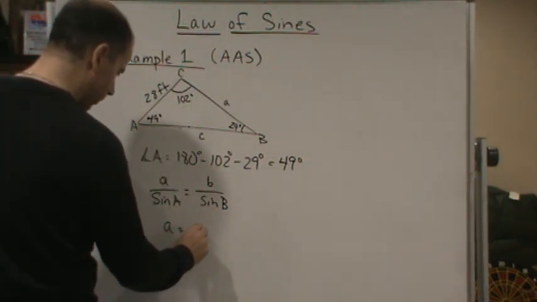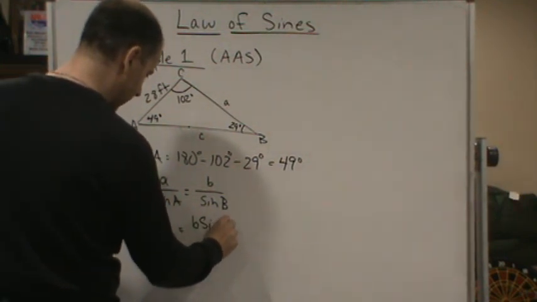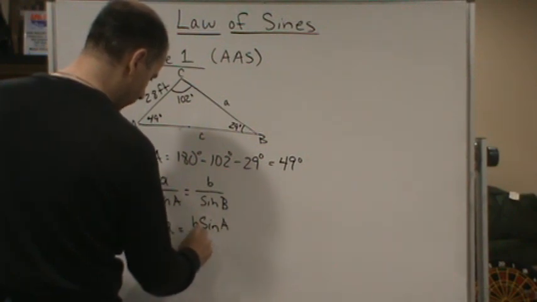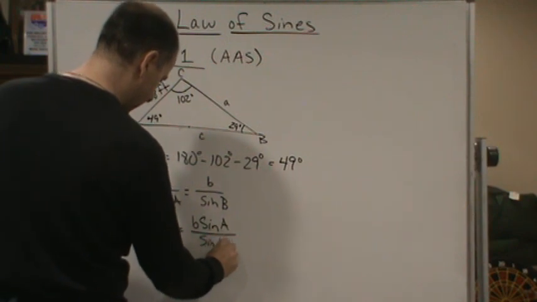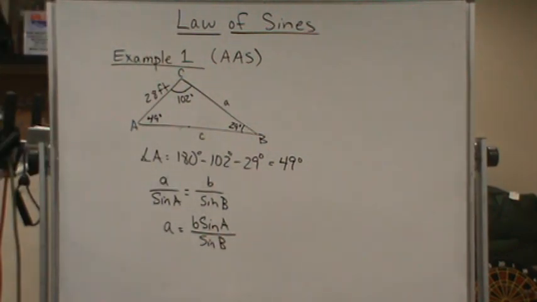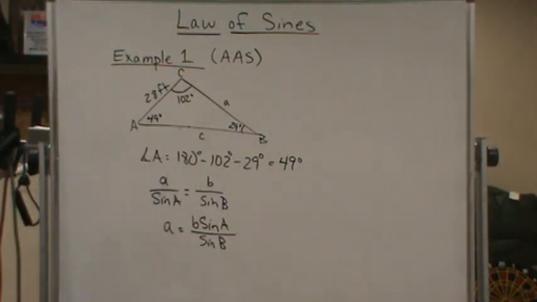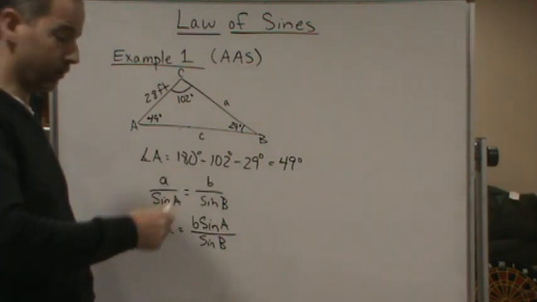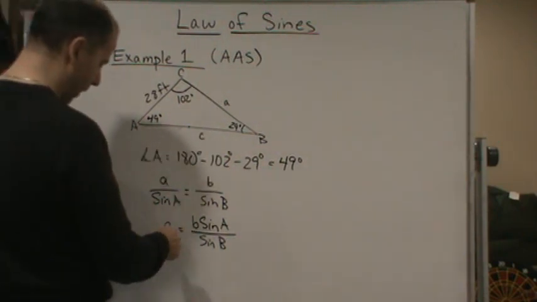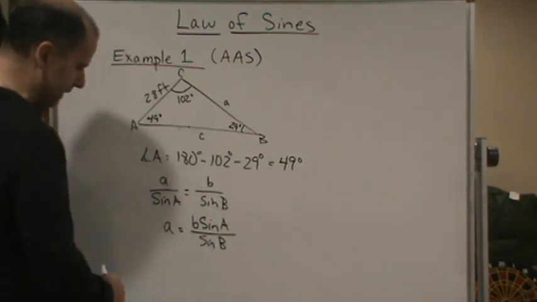So A equals B sine A over sine B. By the way, just so you know, B sine A is actually h. I was going to do one more step, but the law of sines takes care of all that. So that's why I wasn't thinking. So here, A equals B sine A over sine B.